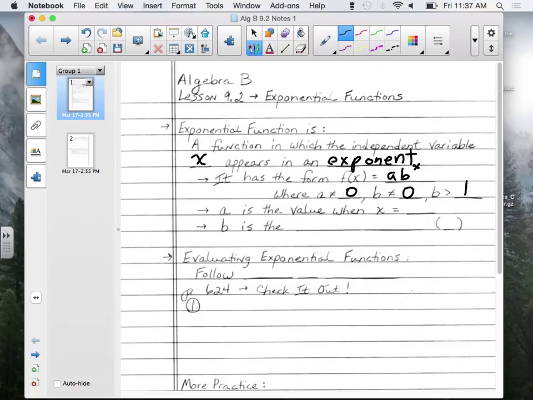Nope, not 1. That should be backwards. I'm sorry.